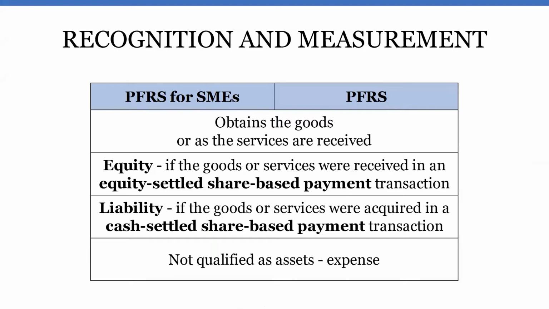As to recognition and measurement, for PFRS for SMEs and full PFRS, you recognize the goods or services as they are received. For equity, minimeasure natin siya as equity if the goods are received in an equity-settled share-based payment transaction. Liability naman if acquired in a cash-settled share-based payment transaction. Kapag hindi siya nag-qualify as assets, in-expense natin siya.